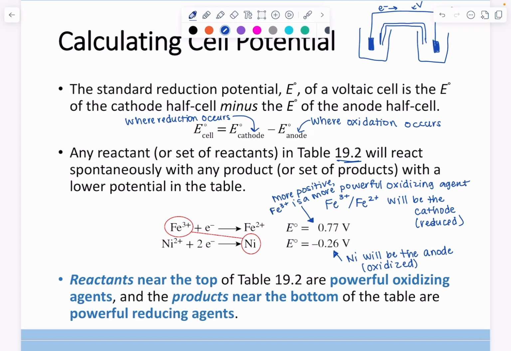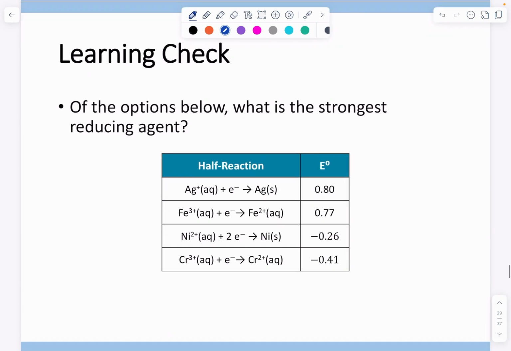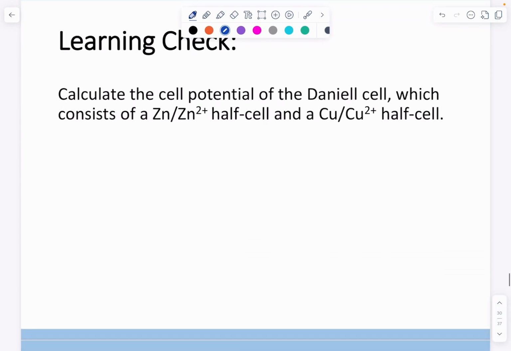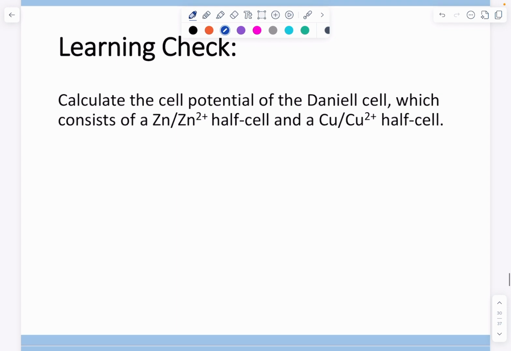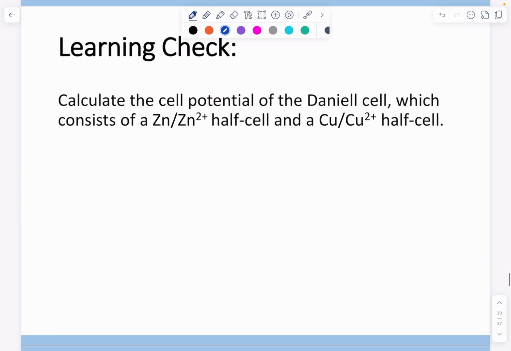The next two learning checks, we're not going to do them here, but just to give you some context for them. This one asks you to identify the strongest reducing agent in this list, so be sure to look at reactants and products. And then here's where you're actually calculating the cell potential. That will be it for this video. We'll cover the next section when we're in person.